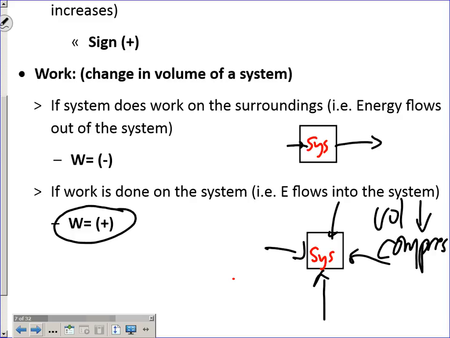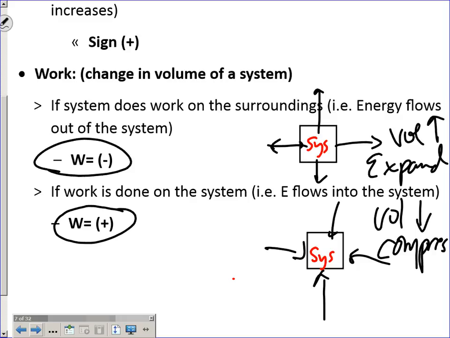So it's going to be, what's the word for this? It's getting bigger. Expanding, right? And so if it's expanding, the volume is going to increase. And so it's pushing on the walls of itself, right? It's pushing on the piston. So itself is losing energy, which we have a negative sign.